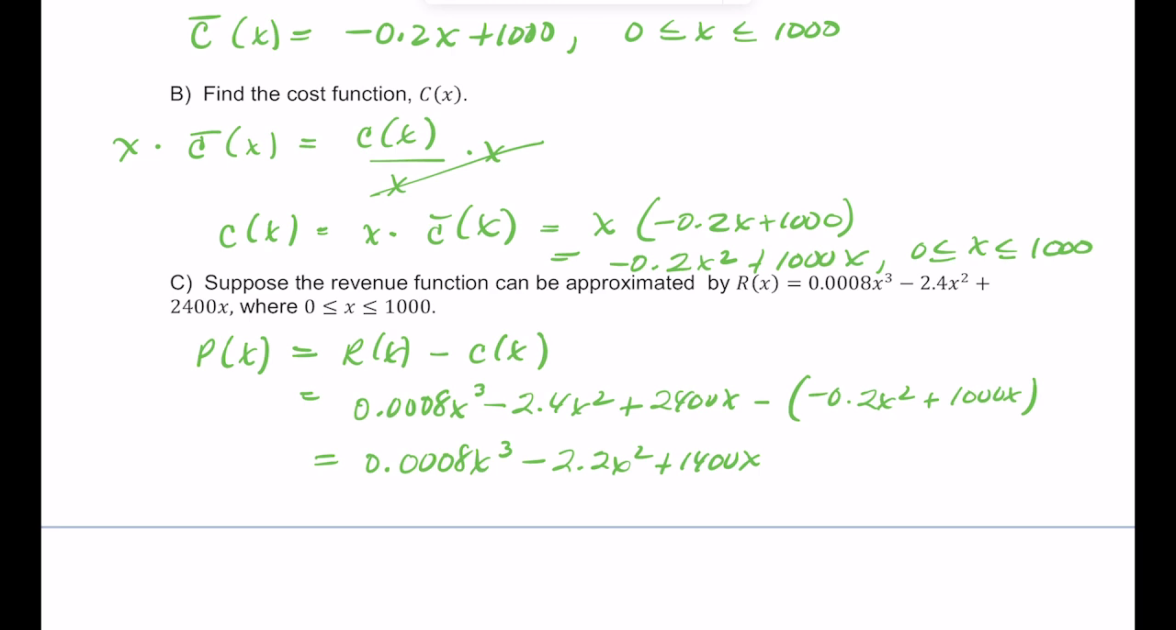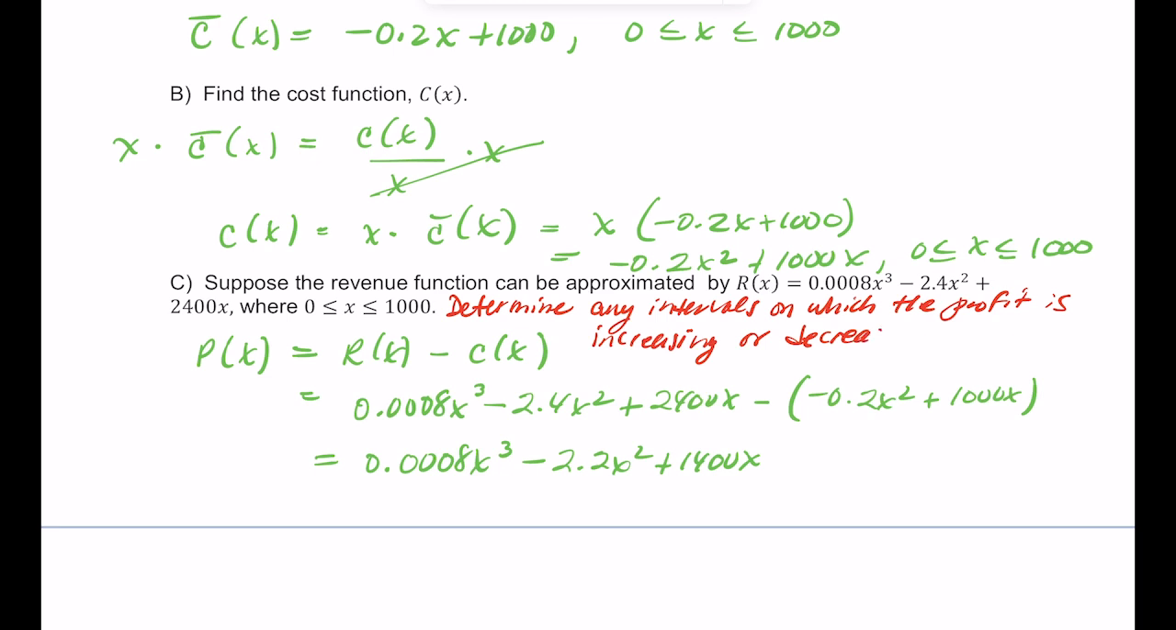Okay, now what I'm actually doing here, which I didn't write down, the rest of the question is determine any intervals on which the profit is increasing or decreasing? So what do you think I need to find? If you said derivative, you are correct, right? I need to find the derivative.